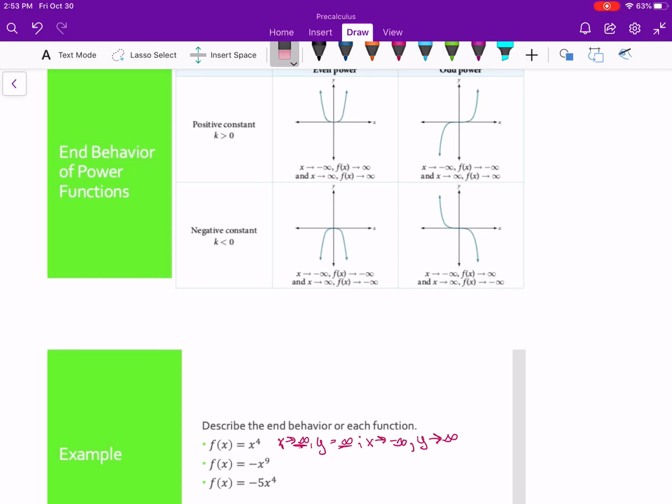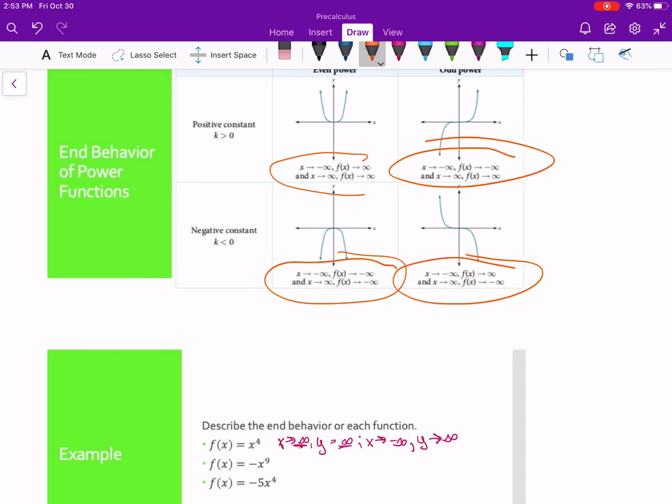And last example of this type, negative 5x to the 4th. So we have a negative constant and an even power, which puts us in this box. As x approaches negative infinity, y also approaches negative infinity. And as x approaches positive infinity, y also approaches negative infinity. So you're looking at this chart, and what's written down at the bottom is going to be your answer. These are going to be your answers for end behavior. You just have to pick which one it fits.